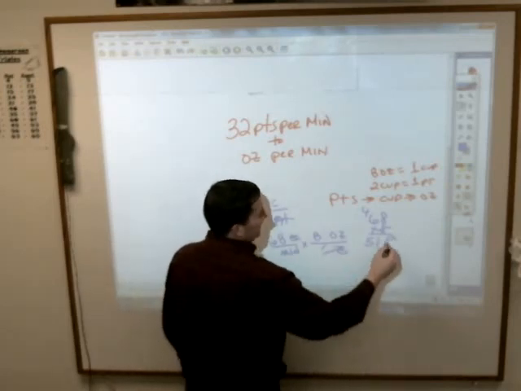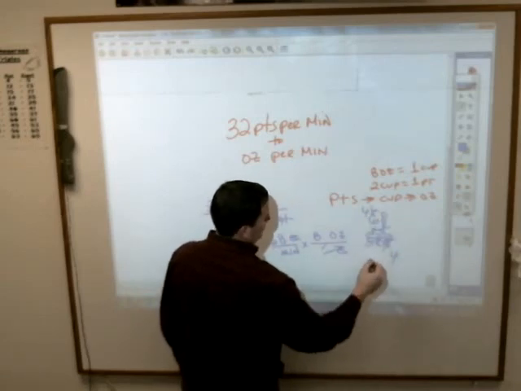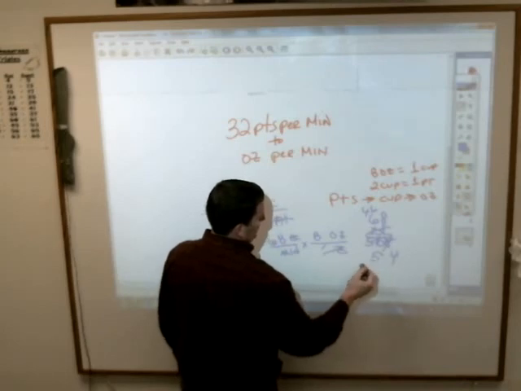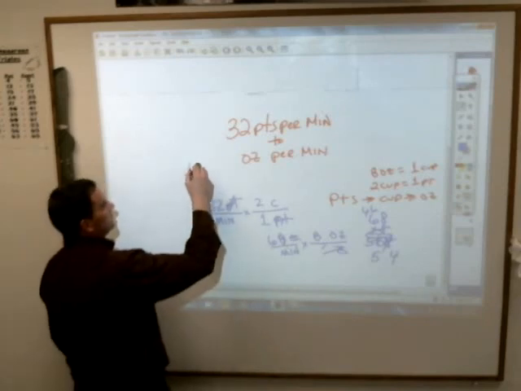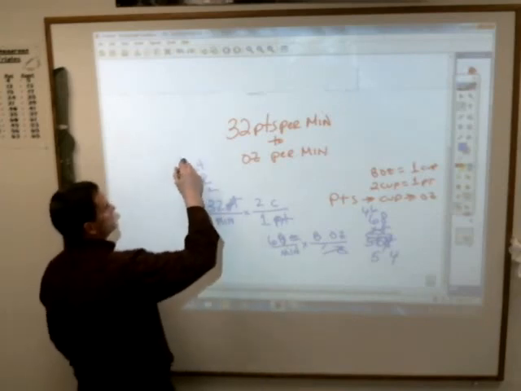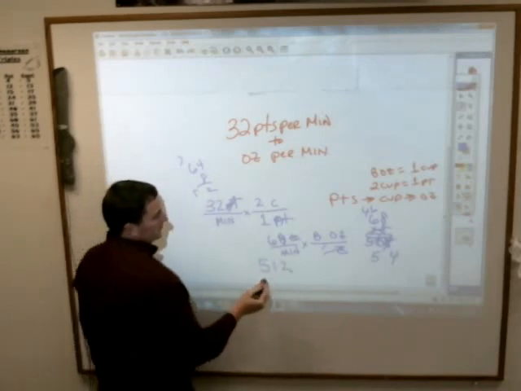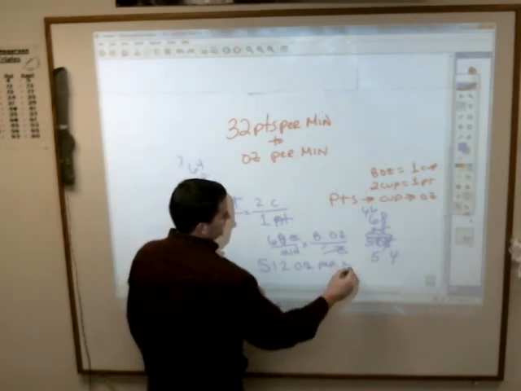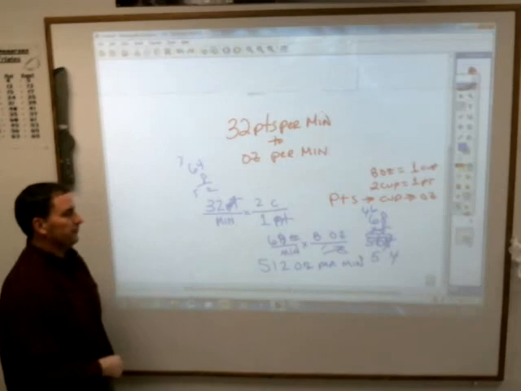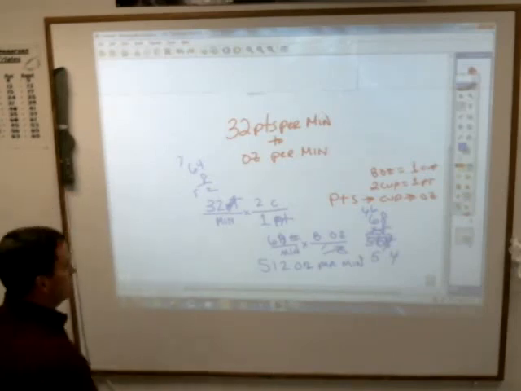Wait, 68? It's 64. No wonder it's so hard. 64 times 8 is 512. And then you can just do it as ounces per minute, or you can put it as a fraction, 512 ounces over 1 minute. Questions on that? I think you're more than capable.